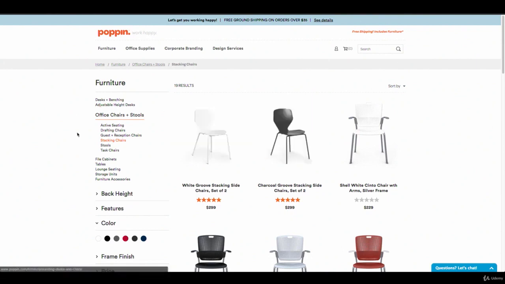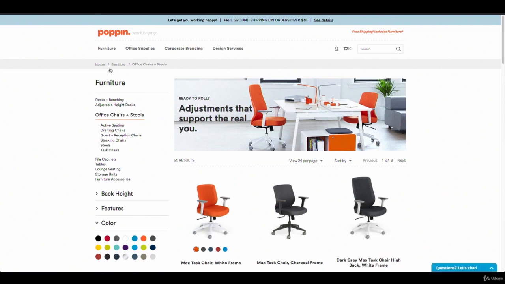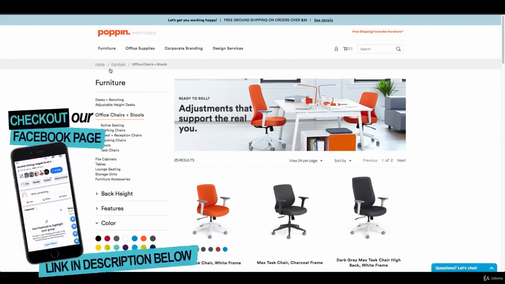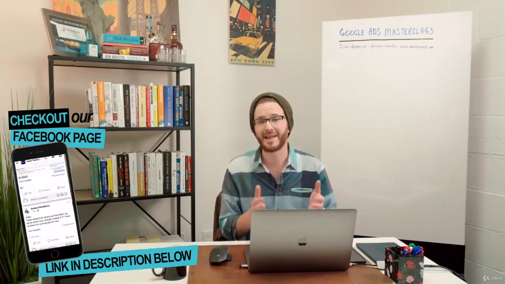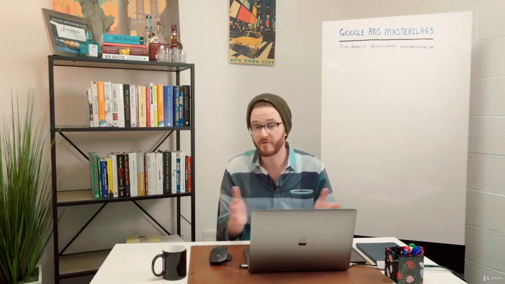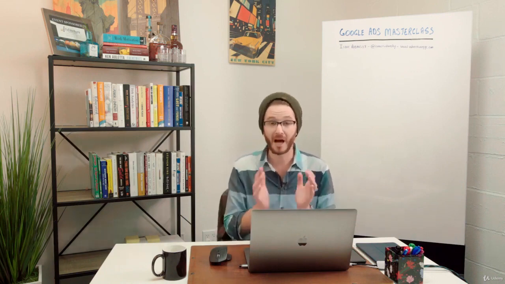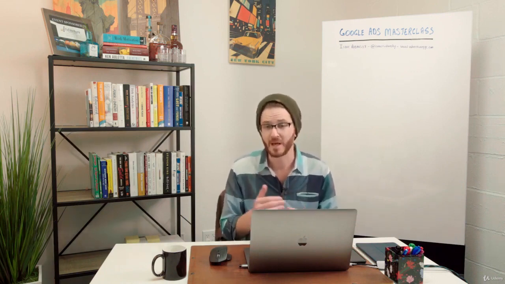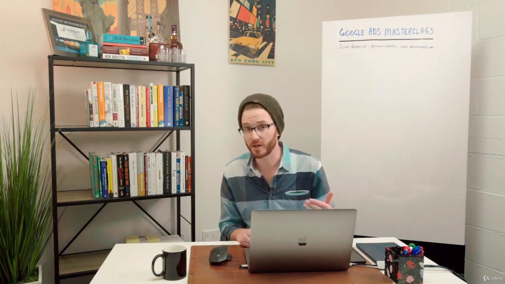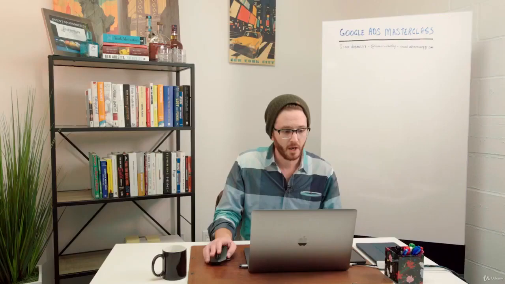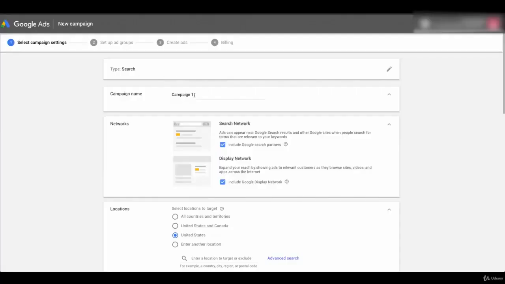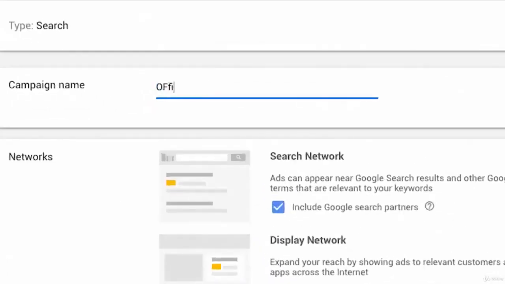I'm just going to call it office chairs. There's no exact rule. You want to have a fine balance between bringing them to the right area of your site, but also allowing them to have a menu of things to choose from and to go find the information they're looking for on their own. It's a really important concept. Not only will it not hurt your conversion rate, it will actually increase your conversion rate. So it's important to think about. So going back into AdWords, we're going to name our campaign simply office chairs.